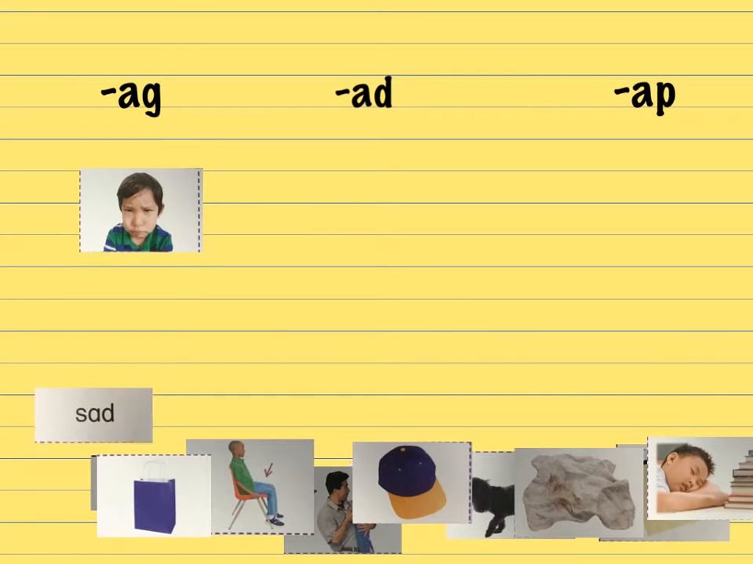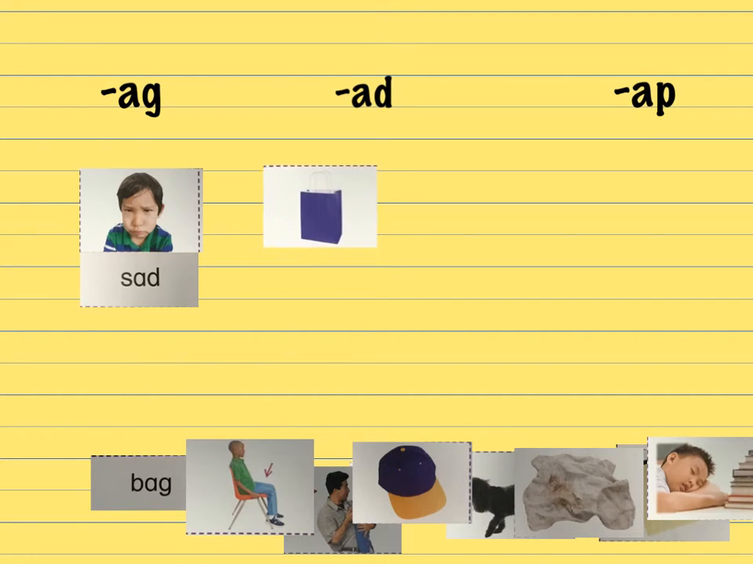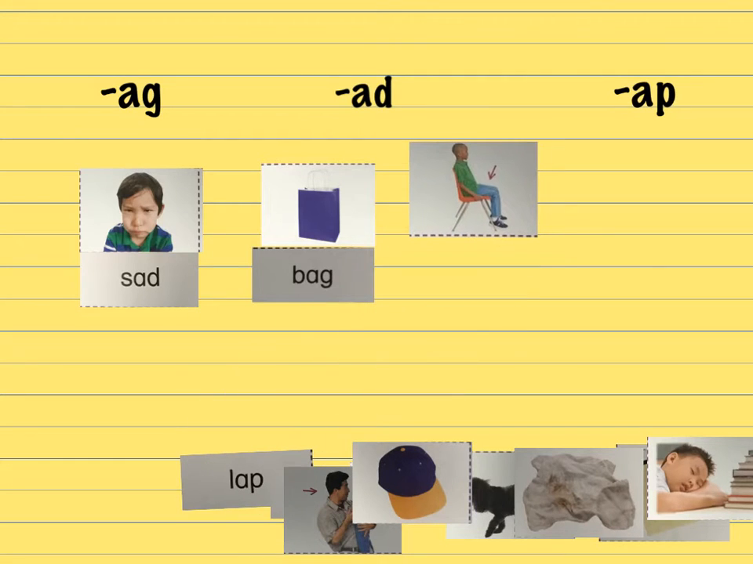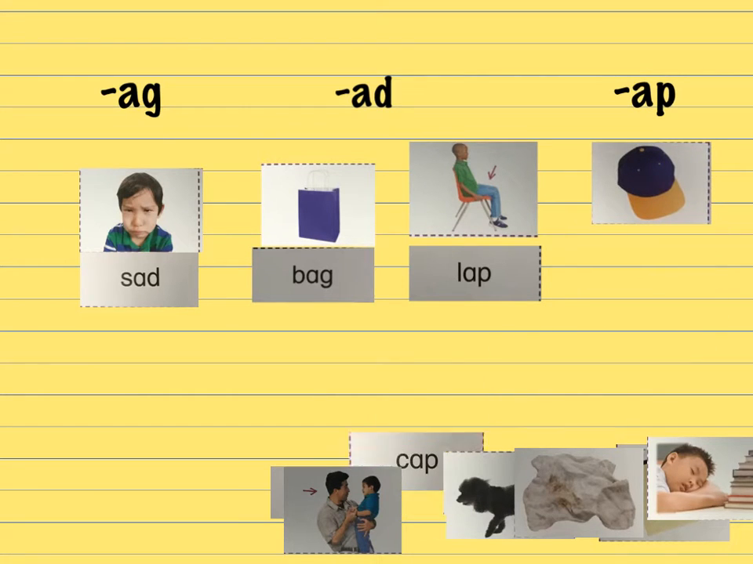This little boy is sad, and here's the word sad. This is a bag, and the word bag. This is pointing to the little boy's lap, and the word lap. This is a cap, and the word cap.